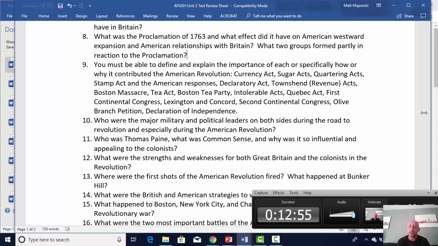Act was repealed. The Townshend Revenue Acts, or the Townshend Acts as they were called, are a series of taxes that are passed now by one of the new heads of the government, Charles Townshend. They were taxes on a variety of different goods. Remember, Americans continue their rallying cry of no taxation without representation.